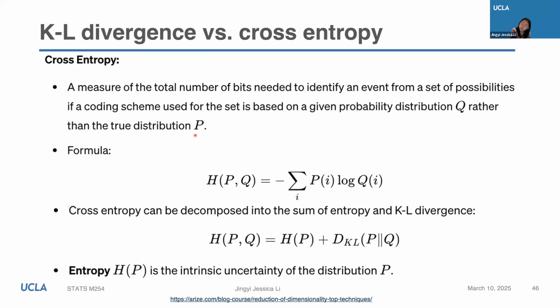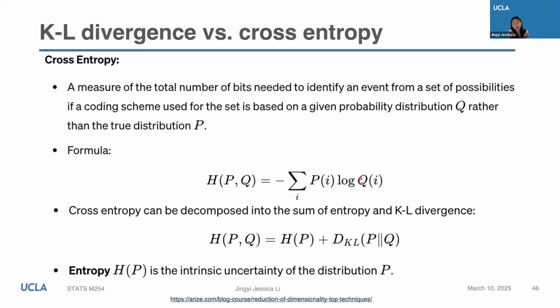So you still have two distributions. One is true, one is what you use. So KL divergence means, okay, if you use Q instead of P, what is the information loss? But cross entropy doesn't have that.